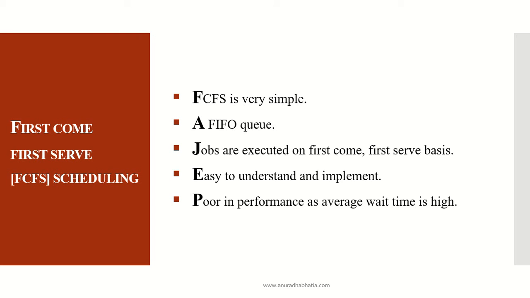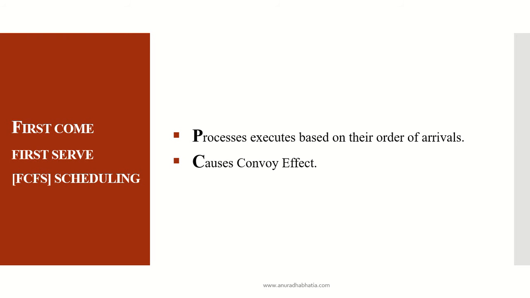Jobs are executed on a first come first serve basis. It is easy to understand and implement as it is the basic implementation of scheduling. It is poor in performance as the average wait time is very high. Processes execute based on their order of arrival and it causes a convoy effect. The convoy effect is when the burst time of the first process is very high, the other processes have to wait for a longer time. So that is known as the convoy effect on the processes.